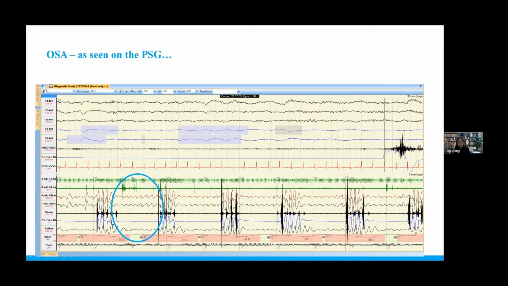So again, the OSA event, in this case an apnea: you can see this patient had a period where there was a drop off in the flow in the presence of ongoing respiratory effort, associated with a pretty significant desaturation. There's also an arousal. So this event will then be scored as an obstructive apnea. And as you can see, this patient had pretty repetitive back-to-back events. So that's what OSA will look like on a PSG.